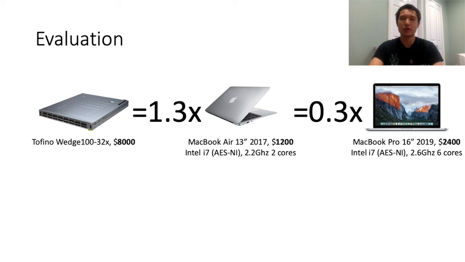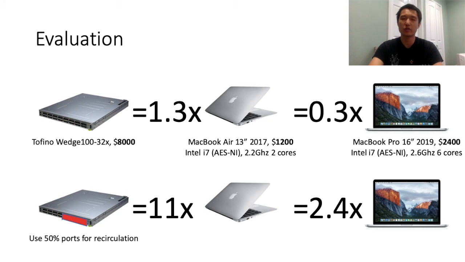Also, if we block half of the ports and reserve them all for recirculation, we sacrifice some forwarding throughput, but we also get much higher performance. I will just put this number here, and it's not impressive, but each of us will interpret it differently.